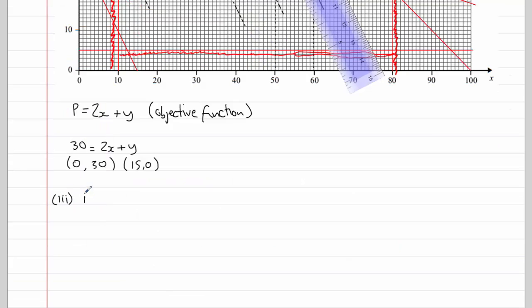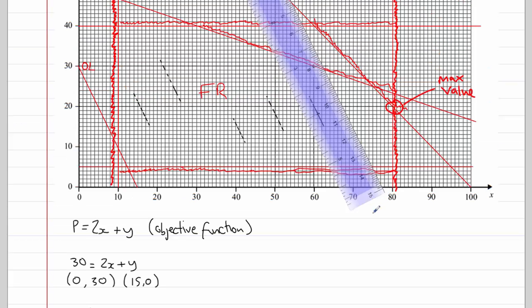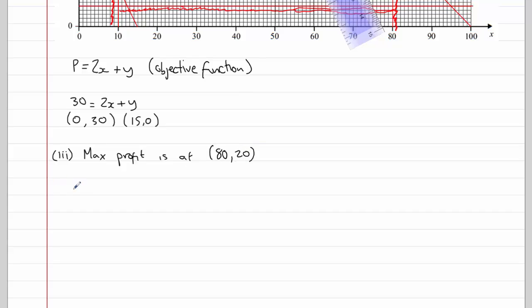So for part 3, my max profit is at this coordinate here, which is 80 on the x-axis and 20 on the y-axis. Therefore P equals 2 lots of 80 plus 20, which is £180.